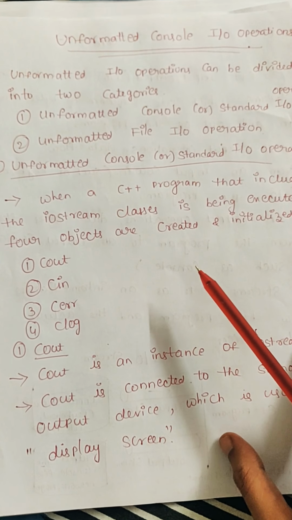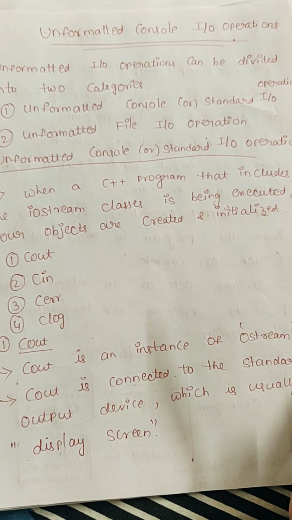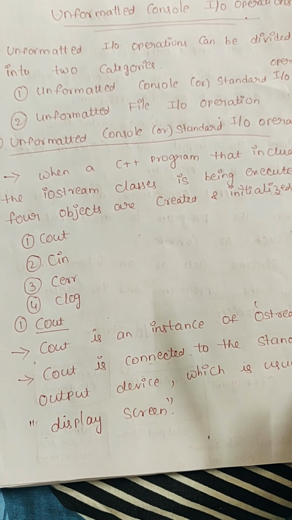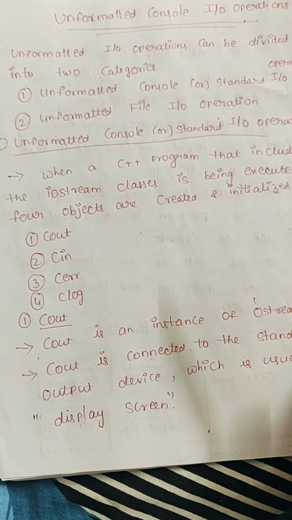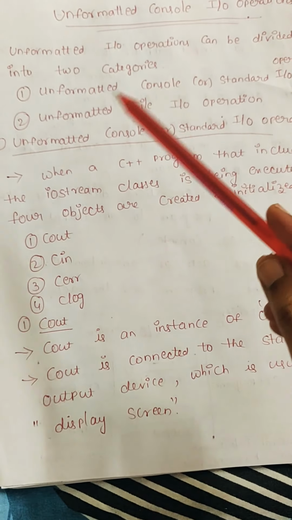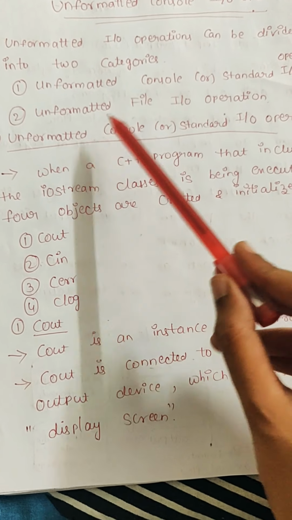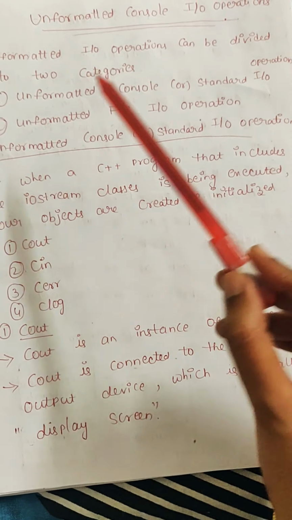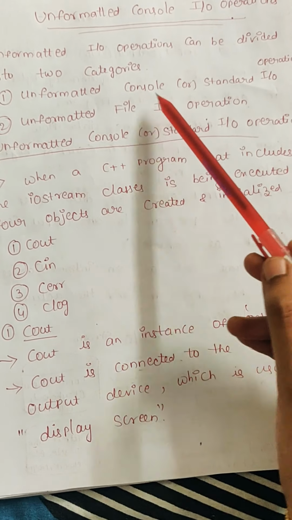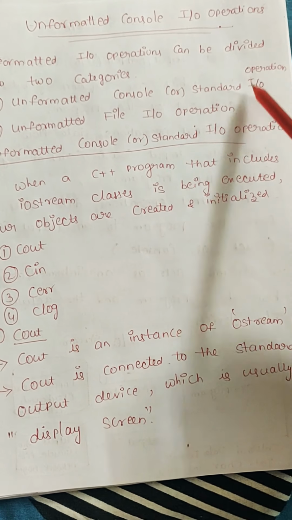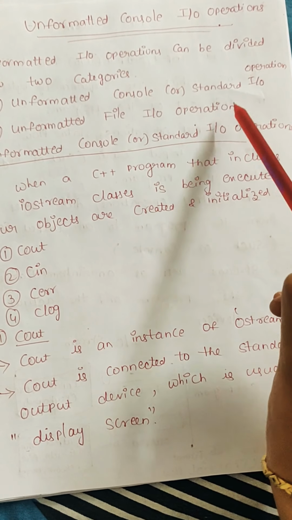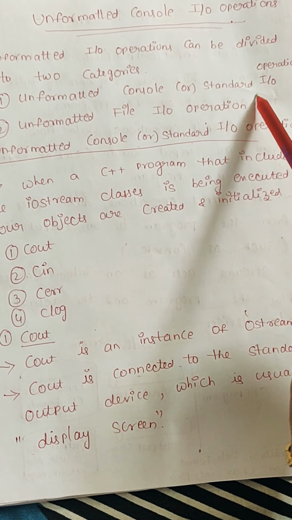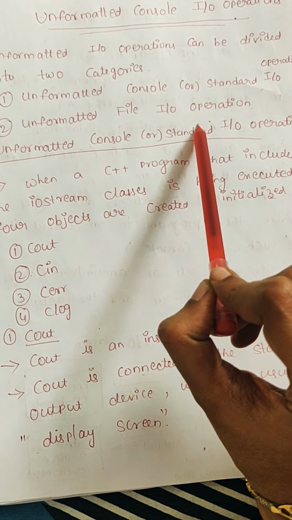Our next topic is unformatted console IO operation. We have seen the formatted console IO operation. Now we will see the unformatted IO operation, which can be divided into two categories. One is unformatted console or standard IO operation, and the other is unformatted file IO operation. Previously we saw formatted console and formatted file IO operations.